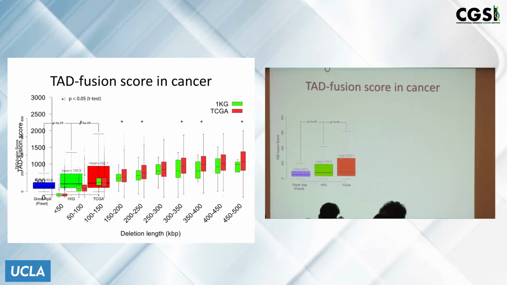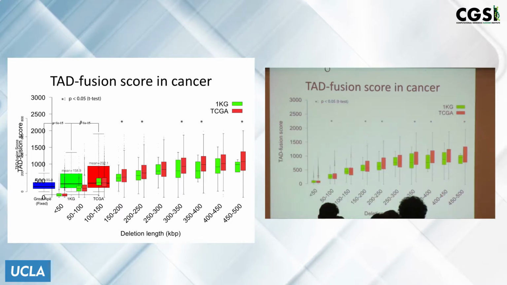And then we can see that they have the highest TAD fusion score because there's no selection acting on them, or very, very little. And you can see they have a very high score, and it might even be beneficial to have a deletion to increase the production of cells and things like this. And all these comparisons were, of course, significant. The differences were especially nice when you compare the TCGA versus 1KG deletions.